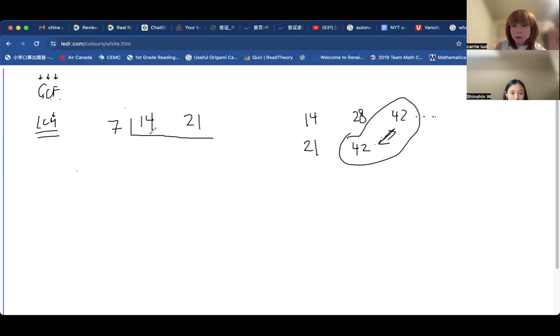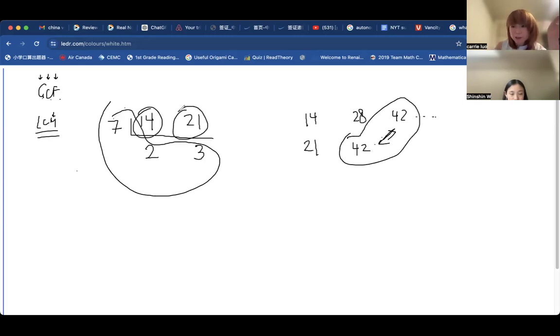So 7 is their common factor, right? So we have 2 and 3. So what's next? You times all the numbers you write. A lot of students sometimes forget how many numbers they need to times together.